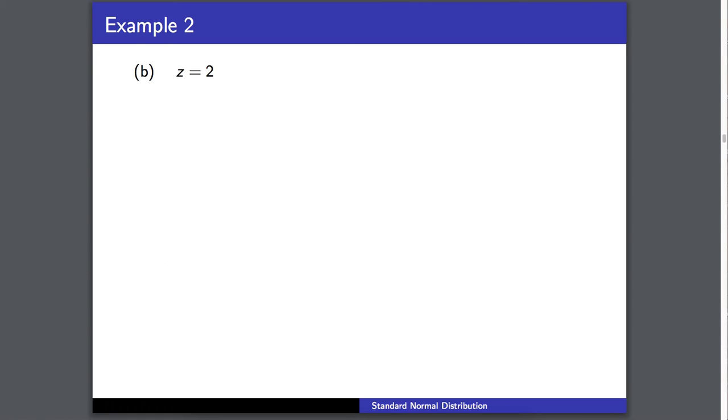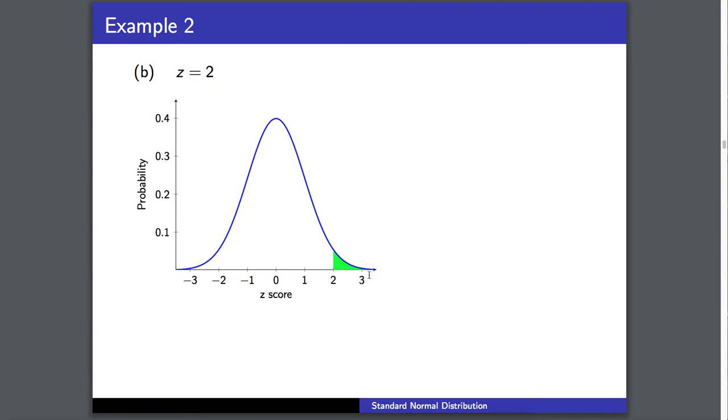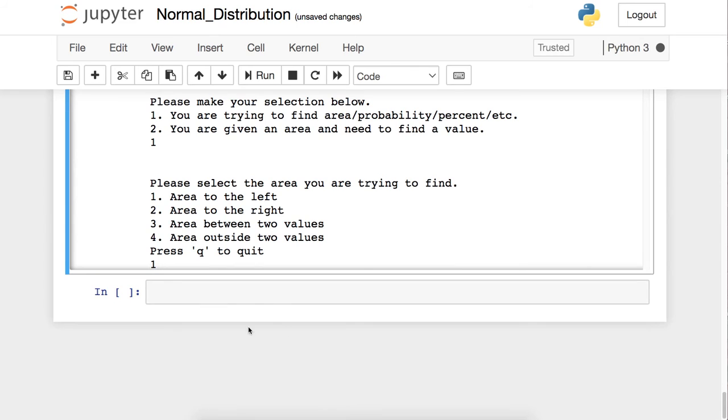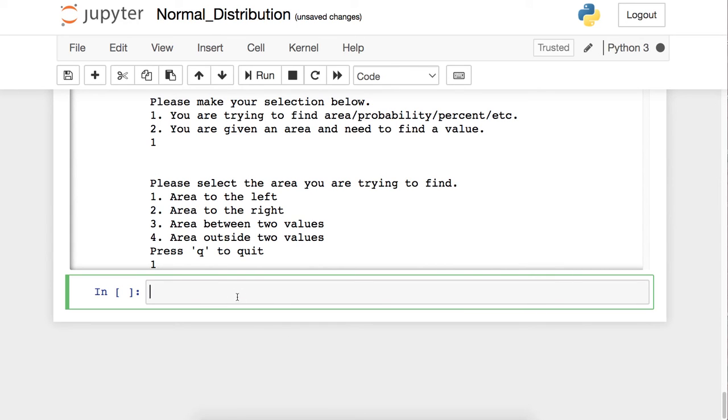Part B, z equals 2. So again, here's z equals 2. So not a whole lot of area here as expected because there's not a whole lot of values above 2 standard deviations from the mean. So let's go ahead and take a look at, again, we're dealing with z-score. We want the area that is to the right.